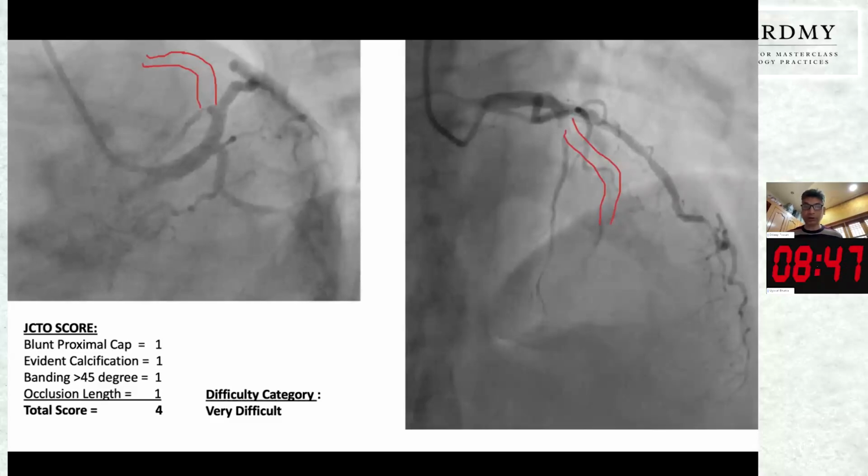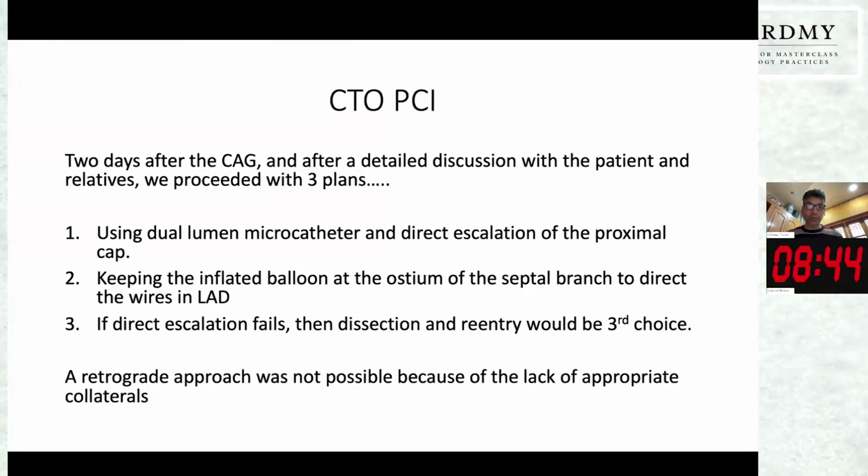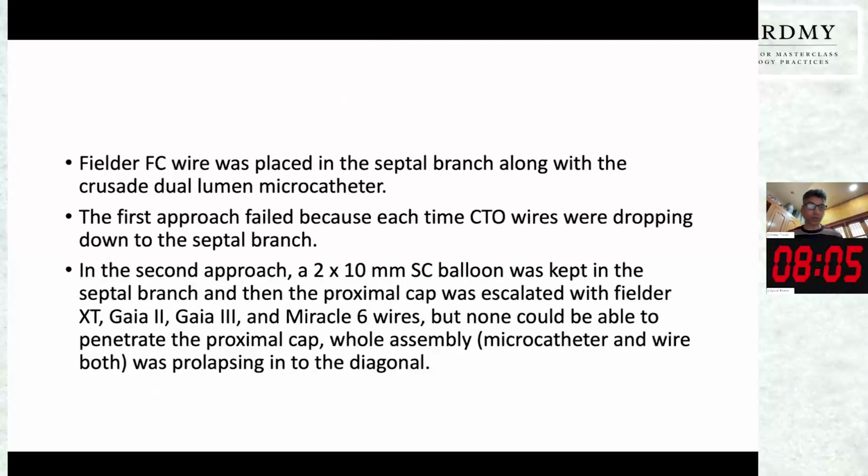So for this, 2 days after this angiography, after detailed discussion with the patient and the relatives, we proceeded with three approaches. One, using the dual lumen microcatheter and direct escalation of the proximal cap. If it fails, then second stage, keeping an inflated balloon at the ostium of the septal branch to direct the wire into the LAD. And third one, if direct escalation fails, then dissection and re-entry would have been the third choice. Retrograde approach was not possible because of lack of appropriate collaterals. So we proceeded with these three approaches step by step.